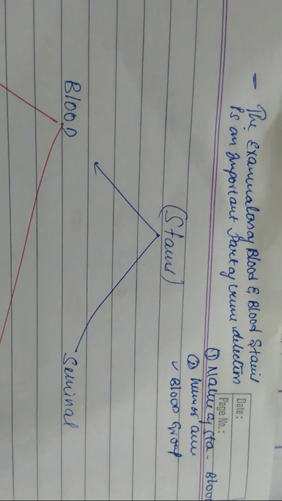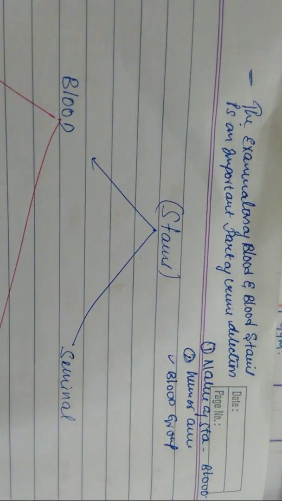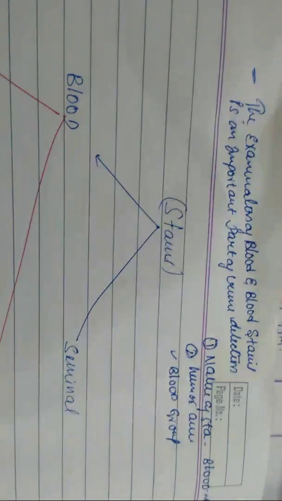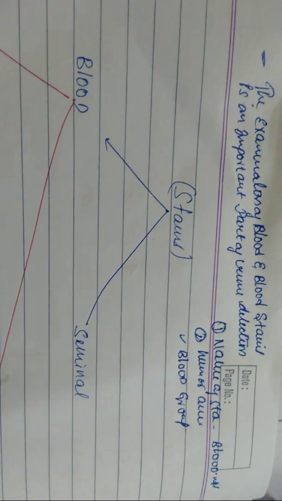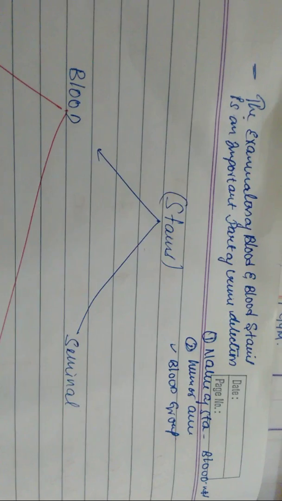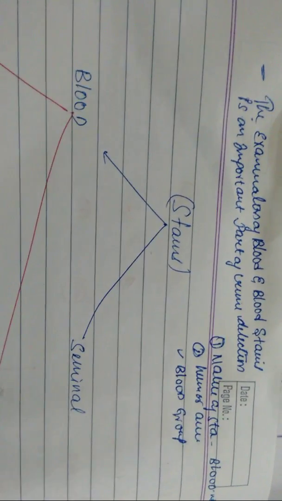To find out, first, the nature of the stain, whether it is blood or not. If there is any stain in the crime surroundings, you have to find whether that stain is blood or not. Second, we have to find whether the blood is human blood or animal blood. And third, we have to find the blood groups.